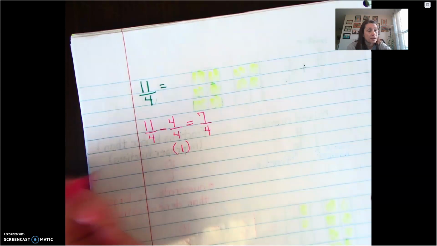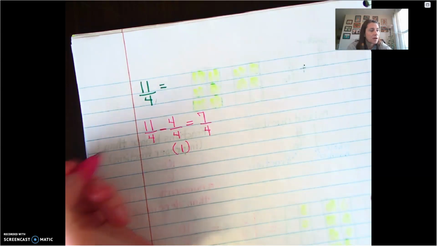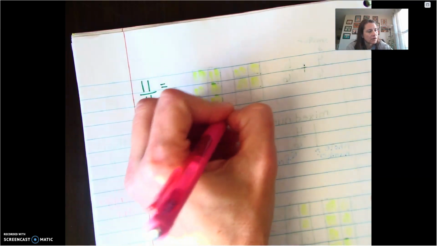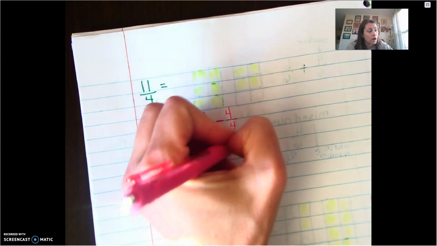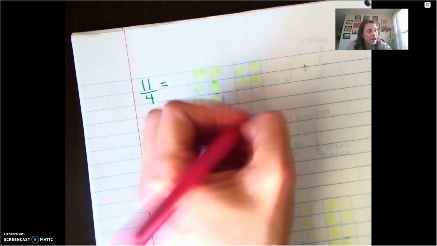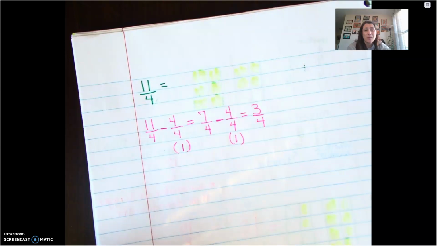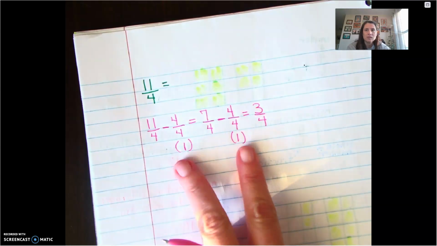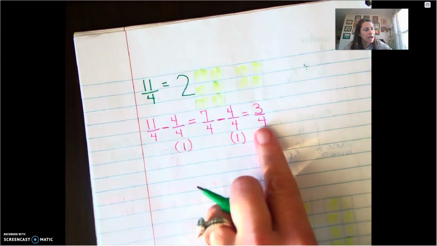7/4. Now, is that still a fraction bigger than 1? Yes. So that means I can take out another whole. So I'm going to take out another whole. And that's another 1. So now that equals 3/4. So now my last step is I see how many wholes I have, which is 2. So now I have 2 wholes and I have 3/4 left.